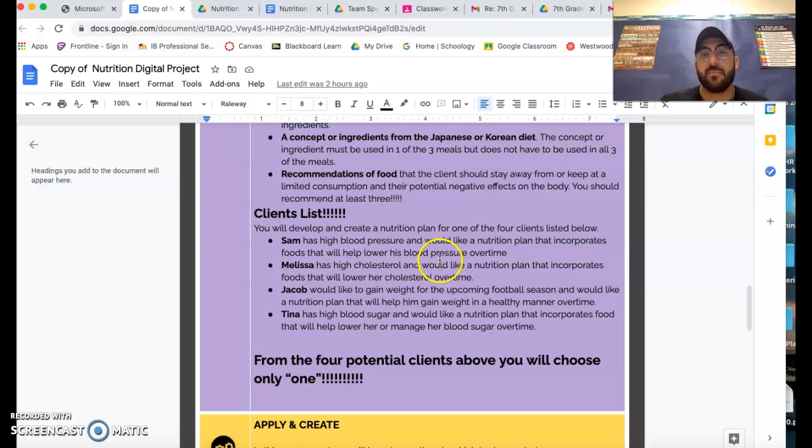For instance, Sam has high blood pressure and he would like a nutrition plan that incorporates foods that will help lower his blood pressure over time. Melissa has high cholesterol, so she would like a nutrition plan that's going to help her lower her cholesterol.